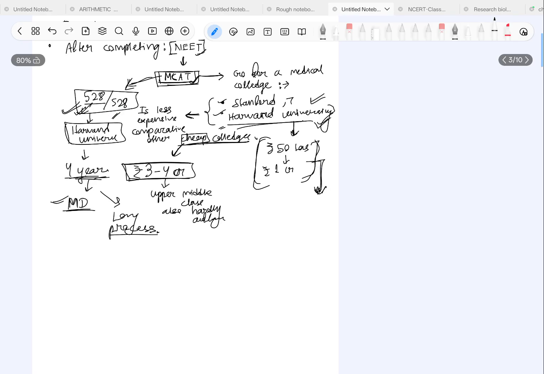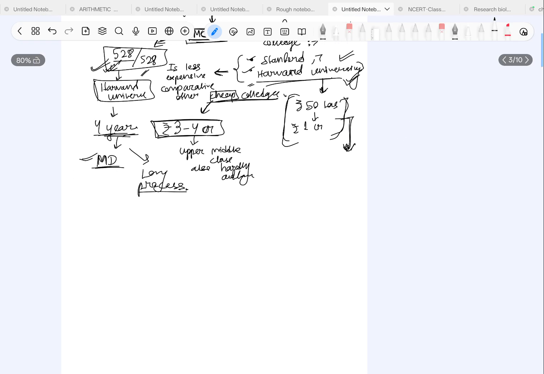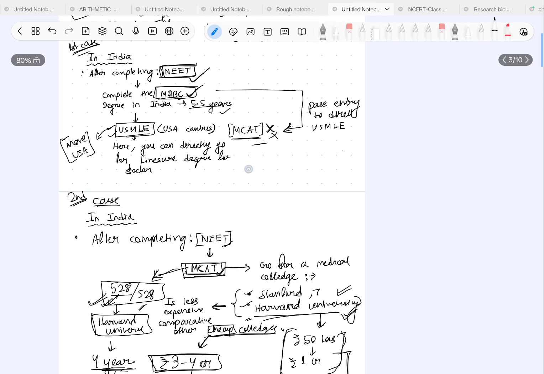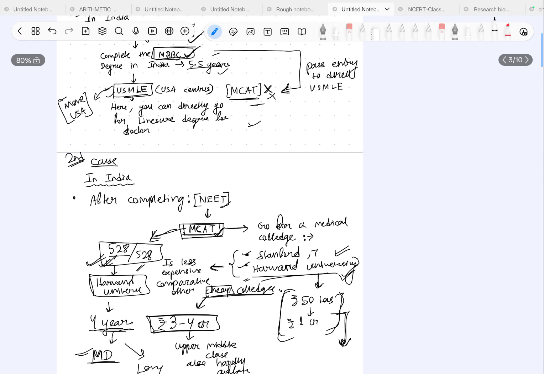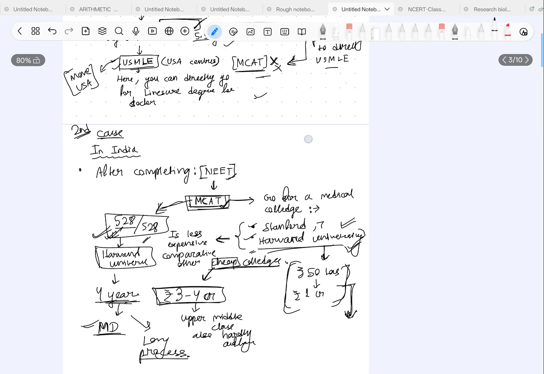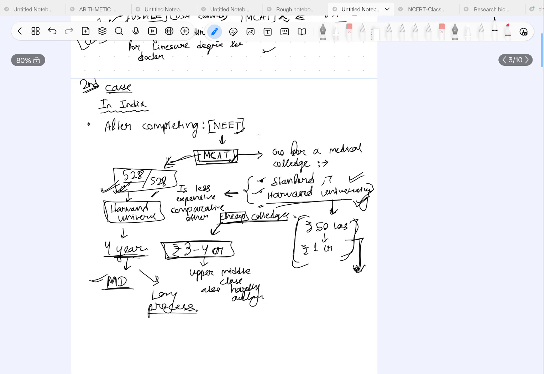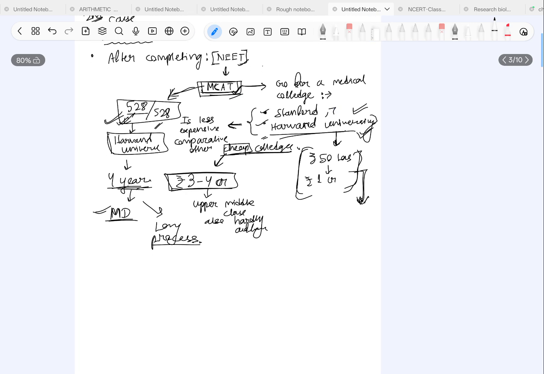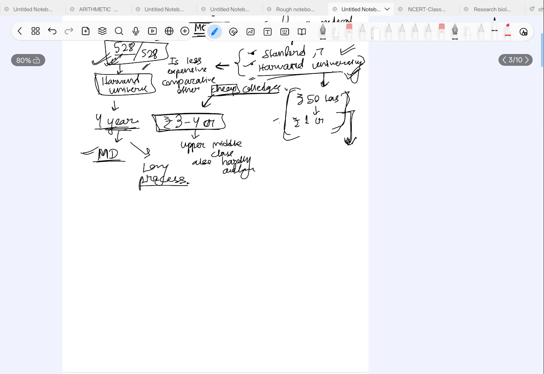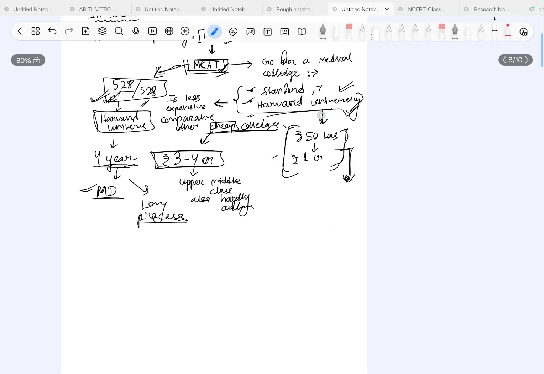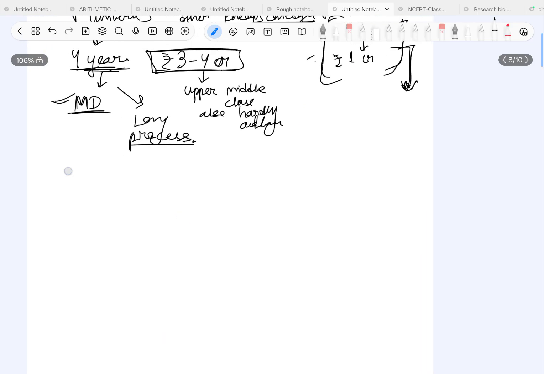These are the two cases. The first case is if you crack the NEET, then go for MBBS, then 5.5 years, then you will go for the USMLE. But if you crack NEET, then again give the MCAT, then you can go for it. Most students also crack the MCAT.